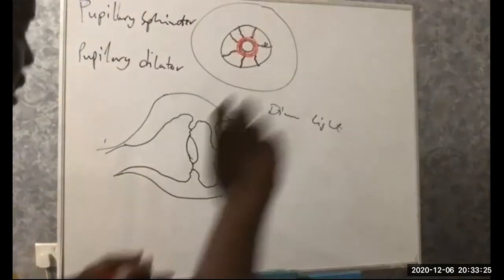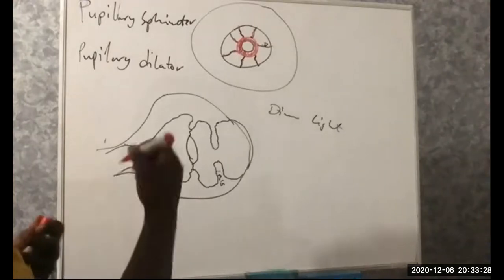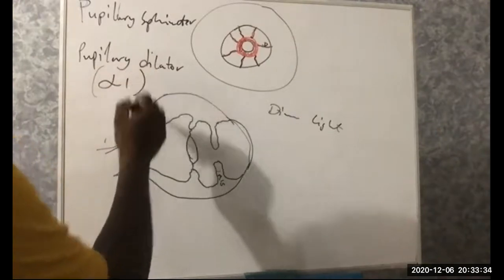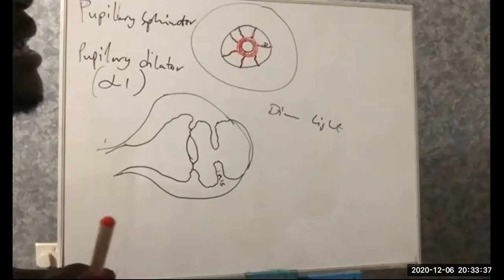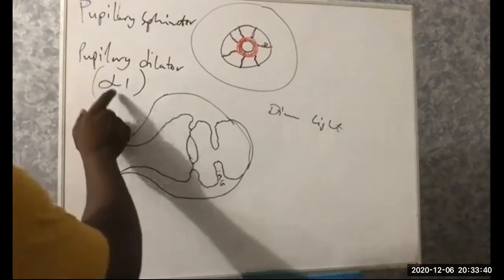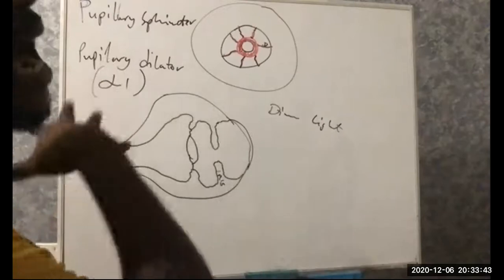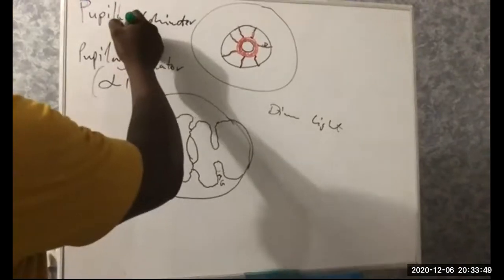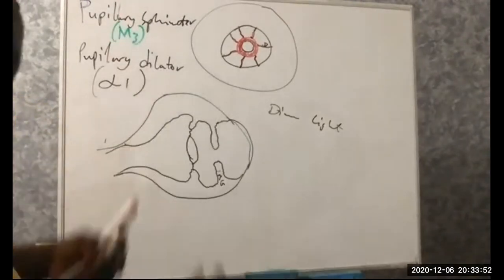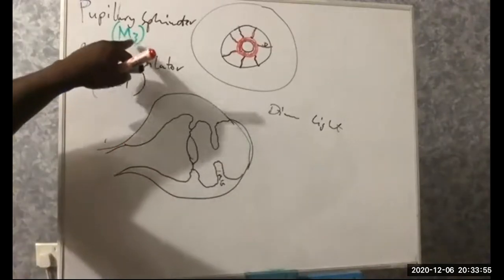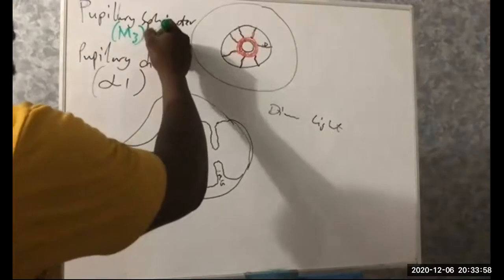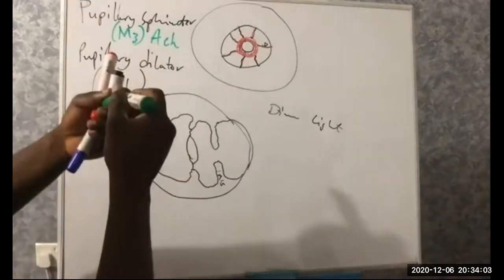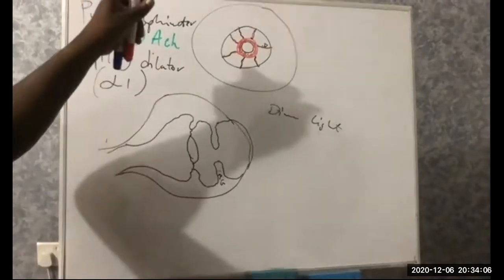There are two different receptors on them. On the pupillary dilator, there is alpha-1 receptor. Alpha-1 receptor. And once you see alpha-1, it means that they respond to what? Adrenaline. Because alpha receptors and beta receptors are what? Adrenergic receptors. On the pupillary sphincter, there is muscarinic 3 receptor. So it means in the sphincter, they respond to what? Acetylcholine, because they are cholinergic receptors, okay? They respond to acetylcholine. So it means that it is being supplied with what? Parasympathetic fibers.